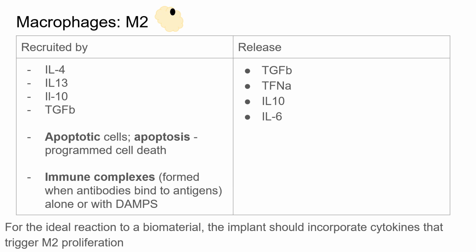For the ideal integration of biomaterial, the implant should incorporate cytokines that trigger M2 proliferation, as this type is responsible for supporting tissue repair, ECM assembly around and within the material, as well as vascularization. The anti-inflammatory properties of the cytokines aid these processes, leading to better implant acceptance.